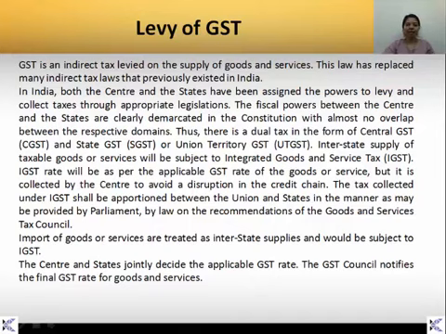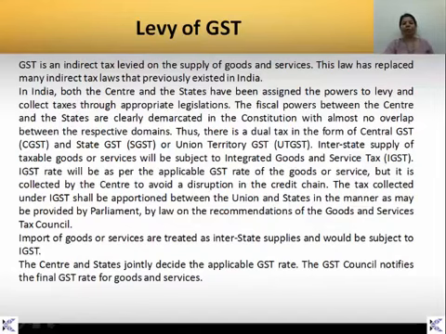GST is an indirect tax, as you all know, levied on the supply of goods and services, and it has replaced many indirect tax laws which were previously existing in India. In India, both the center and state have been assigned the powers to levy and collect the taxes through appropriate legislations. The fiscal powers between the center and the states are clearly demarcated in the constitution with almost no overlap between the respective domains. Thus, there is a dual tax in the form of central GST and state GST.